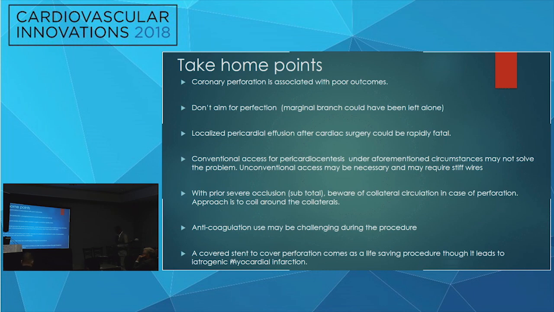So your conventional access may not work all the time, so you have to think about unconventional access using stiff wires for getting pericardial access. This is using a parasternal space, as we were doing in our case. With prior severe occlusion, subtotal, beware of collateral circulation causing perforation and leaking around, so you have to get both fixed at the same time. And anticoagulation now is obviously challenging. Using a covered stent to cover the perforation can sometimes be life-saving in these patients, but obviously leads to an iatrogenic myocardial infarction in the territory that the vessel is supplying.